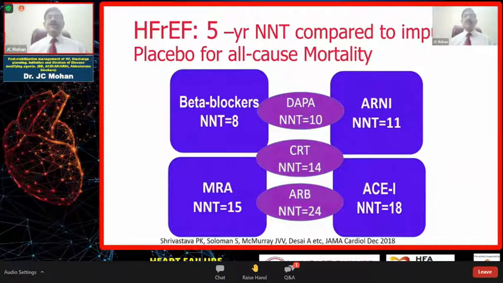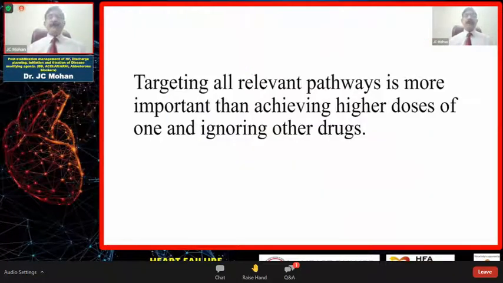Why do we need to target all these pathways? Recent data suggests that the all-cause mortality, the five-year NNT, actually is lowest if you use beta blockers, SGLT2 inhibitor like dapagliflozin, and of course ARNI, followed by MRA, and then of course there is a role of devices. So what is important here are beta blockers, ARNI, SGLT2 inhibitors, and MRA. Targeting all relevant pathways is more important than achieving higher doses of one and ignoring other drugs.